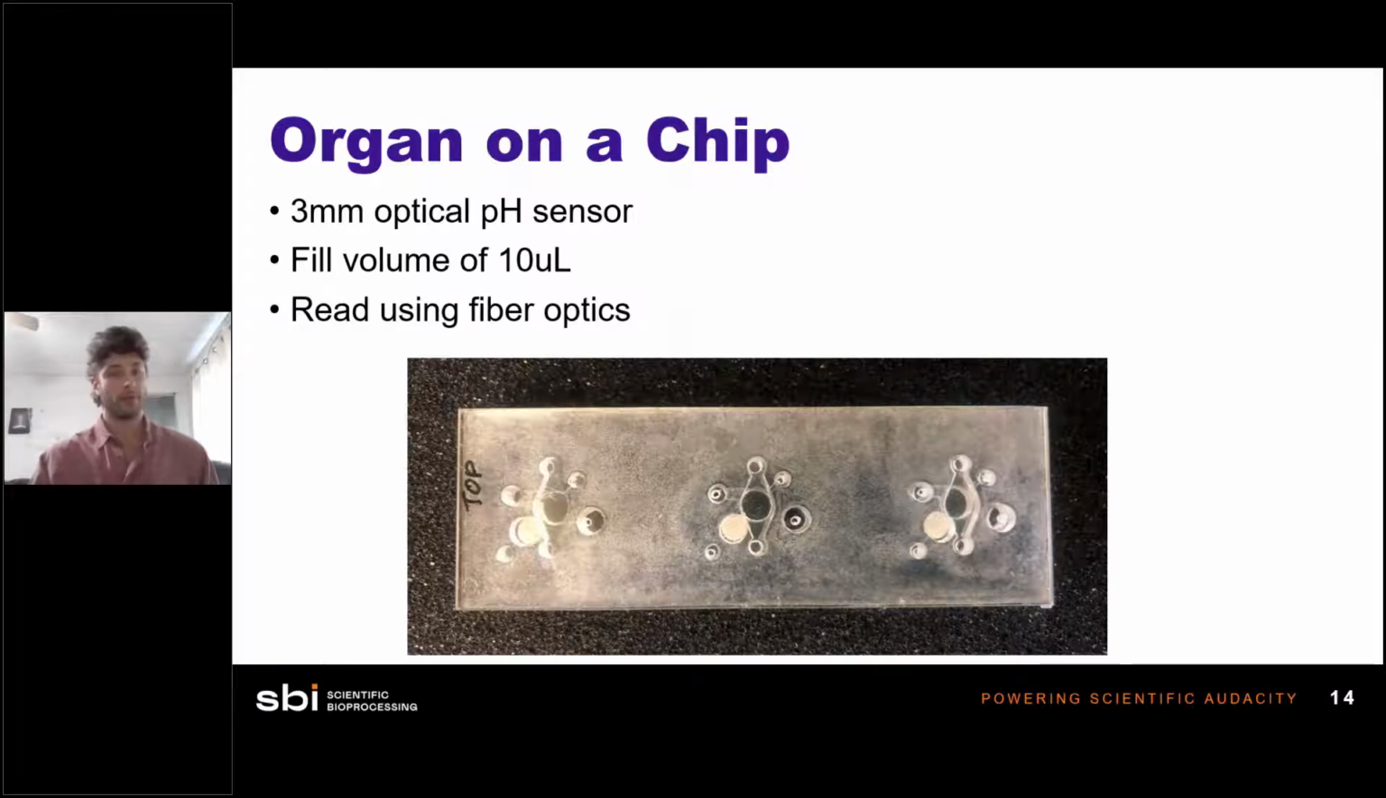A couple of characteristics make these sensors really good for these applications. First of all, they can be really small, like you can see here, and they only require a 10 microliter fill volume. So we're still maintaining that micro level that coins the term microfluidics, and you don't have to adjust what you're doing. You can just put the sensors in the chip and operate as you normally would. And this is read using fiber optics, which I'll show a little later in the presentation.